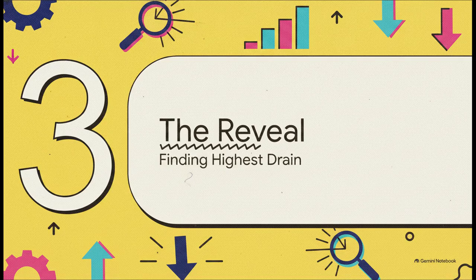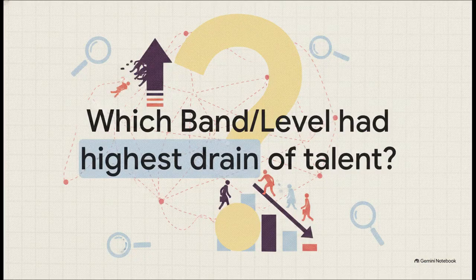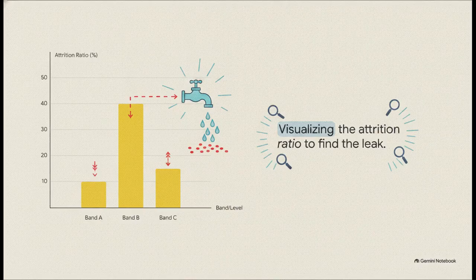Section 3, the reveal, finding the highest strain. Now, what's really interesting about this is where all this math actually leads us. It brings us to the ultimate question. Which band or level had the highest drain of talent? Everything we've done up to this point has been built just to answer this exact question. Because when you plot these calculated ratios out, boom, the mystery is solved visually right in front of you. If your mid-level engineering band suddenly spikes to 40%, a chart like this makes it jump right off the page. You don't have to guess if your retention problem is hanging out in senior leadership or down in entry-level sales anymore. The highest metric tells you exactly where the bleeding is happening.